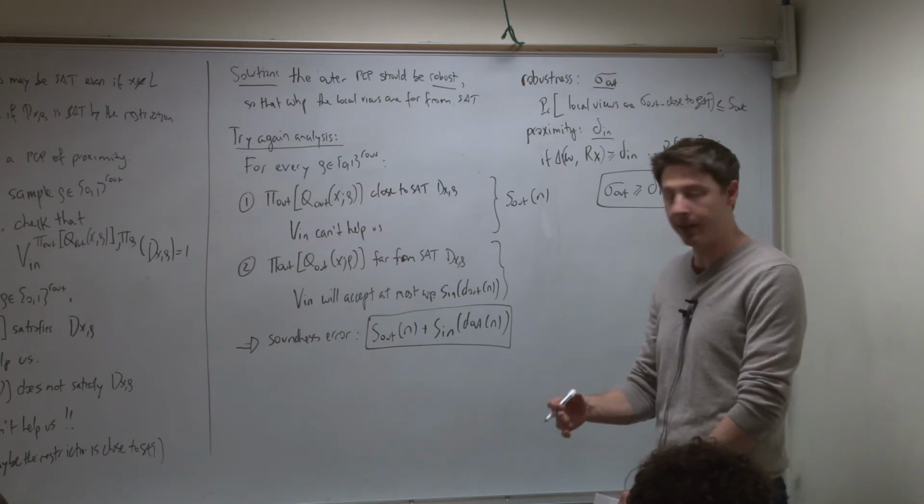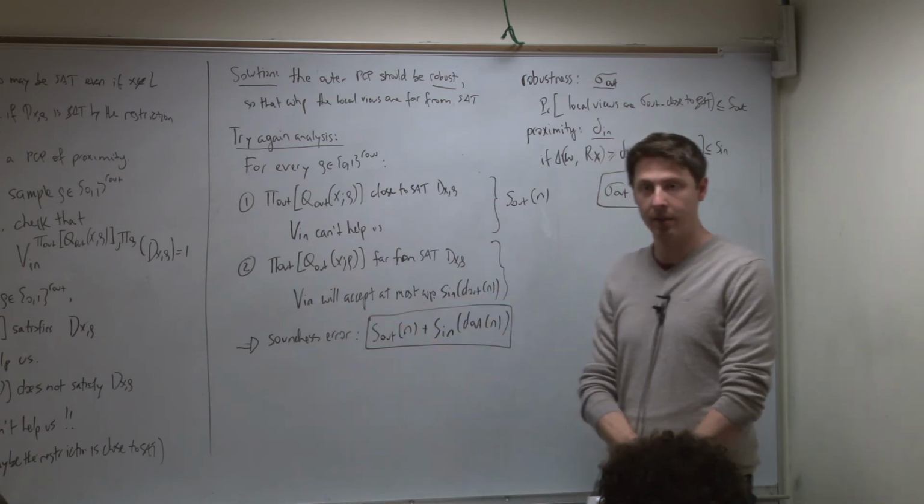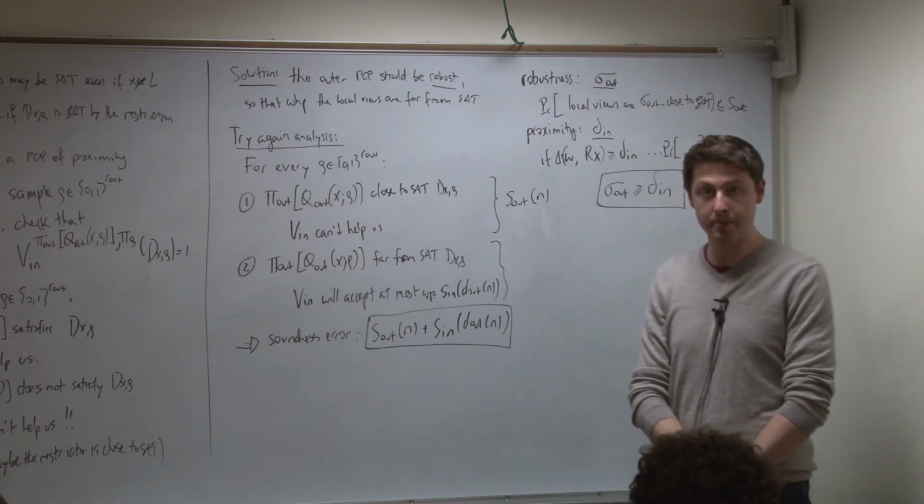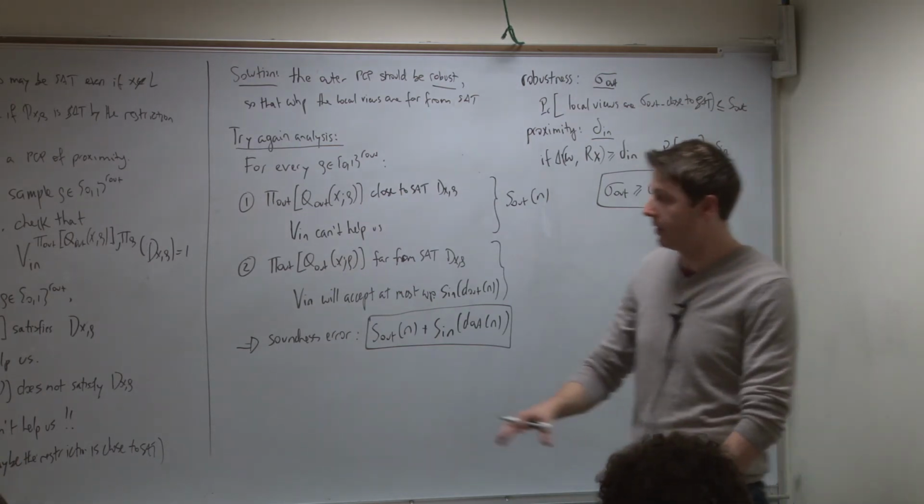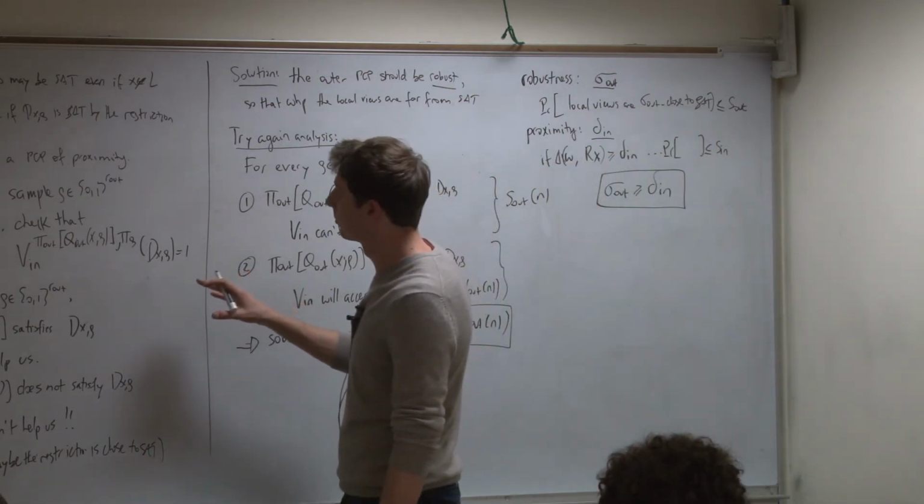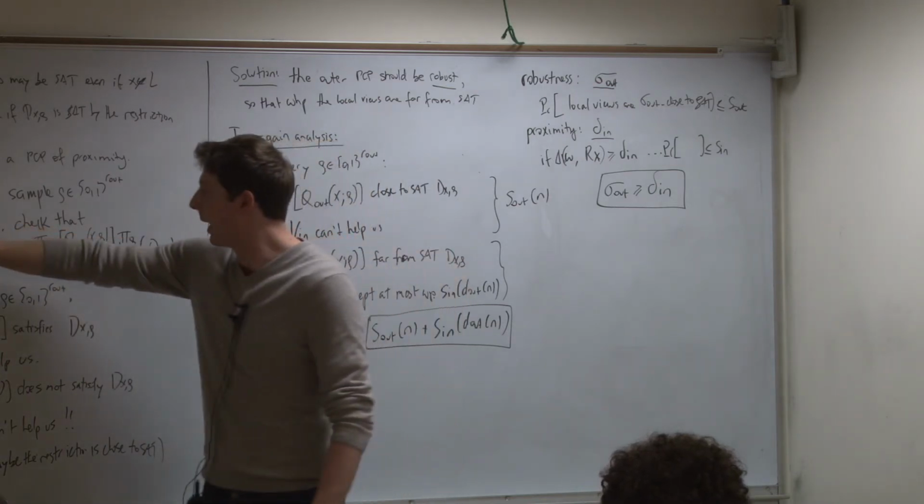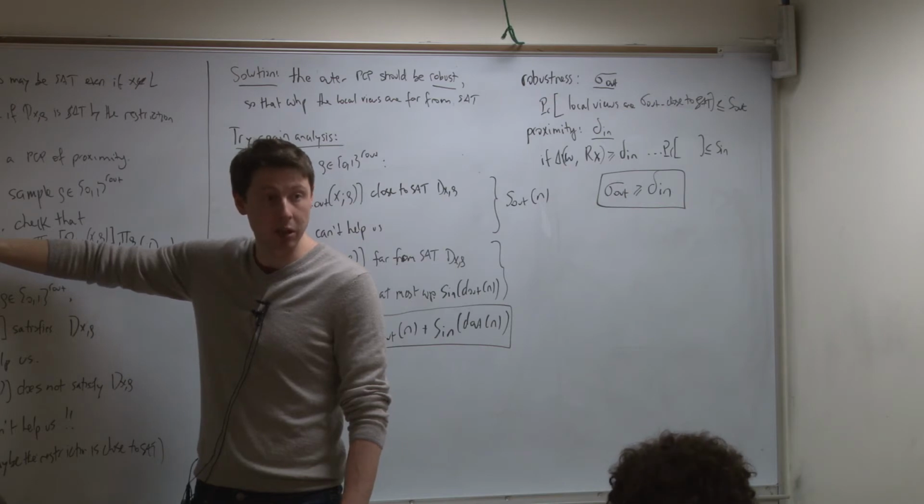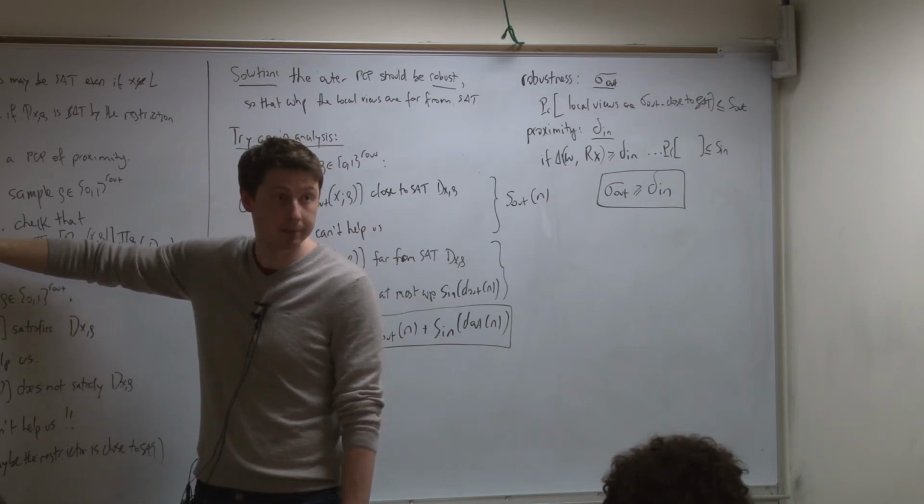So we want to say something about V in, right? Or rather, we know something about V in, and we want to say something about V. Okay? So V is the composed verifier, V. We want to argue that the local views of V with small probability are close to accepting, right?